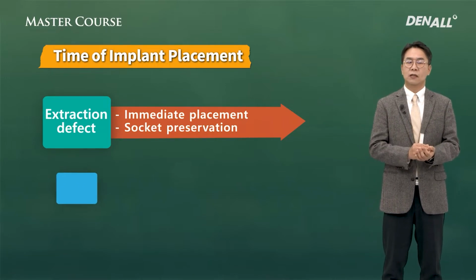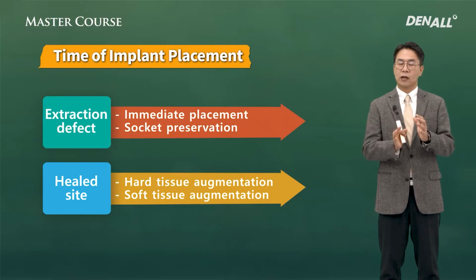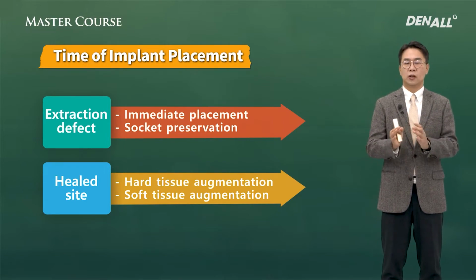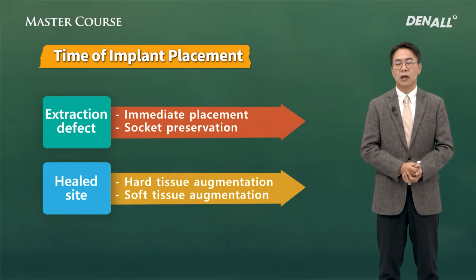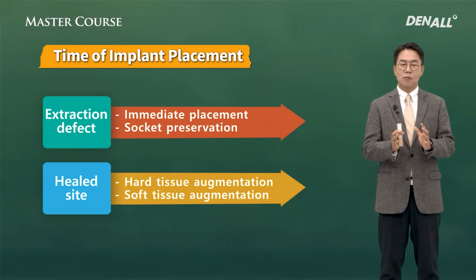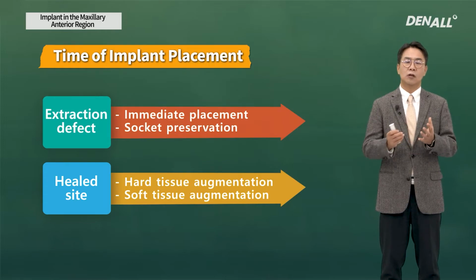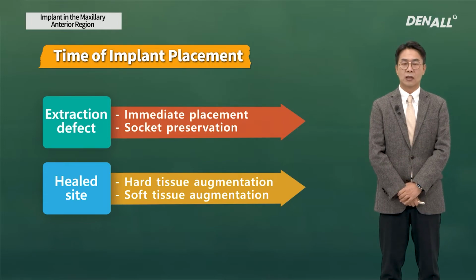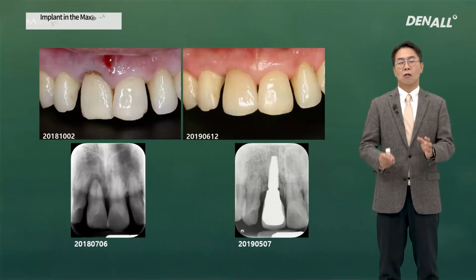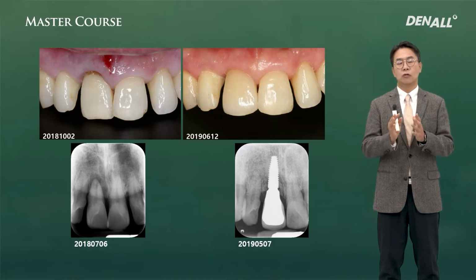In the healed site, the tooth is already extracted, so if hard tissue or soft tissue are deficient, augmentation can be done. You may make the judgment by looking at the situation, but using a model or X-ray or intraoral pictures of the patient, the plan can be established. That's important. If you look at this case, how to treat the patient, what is your choice?